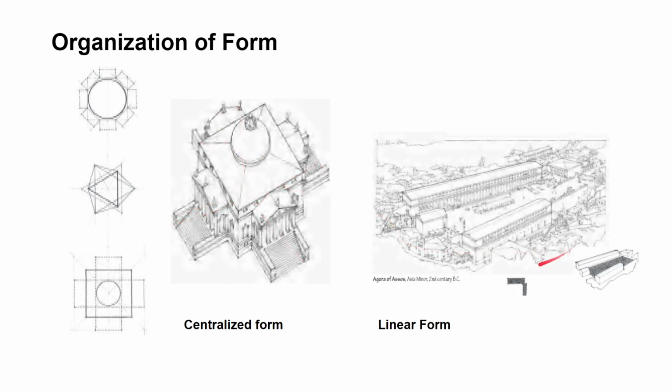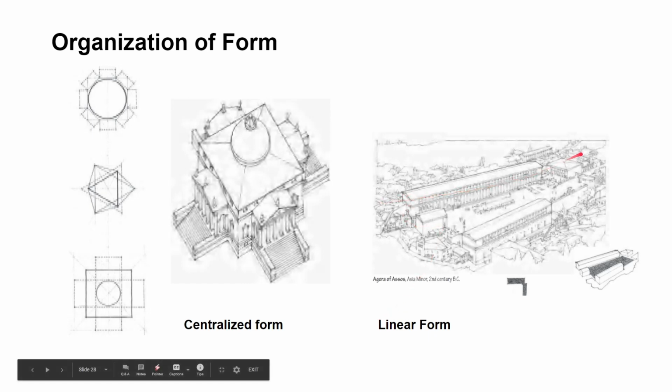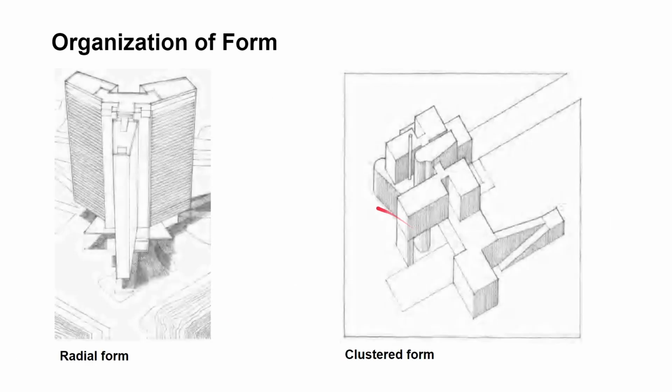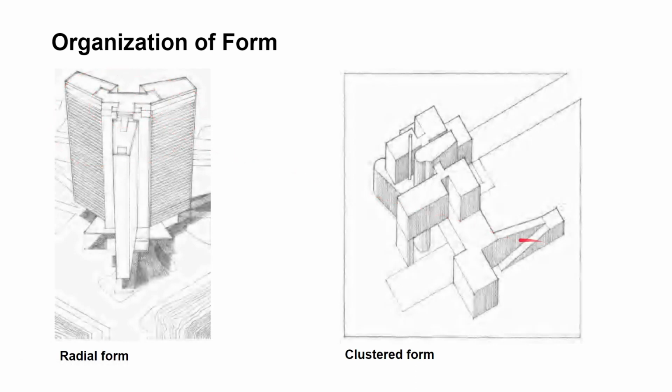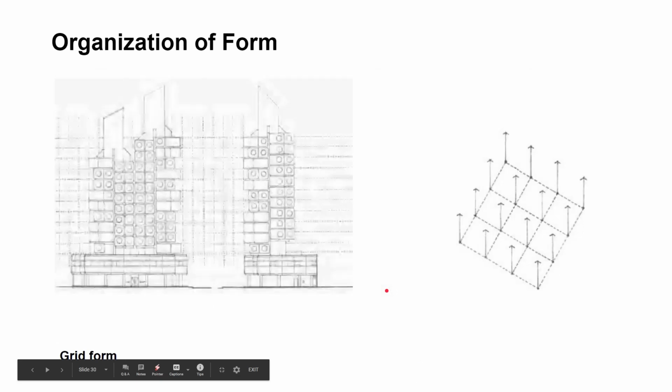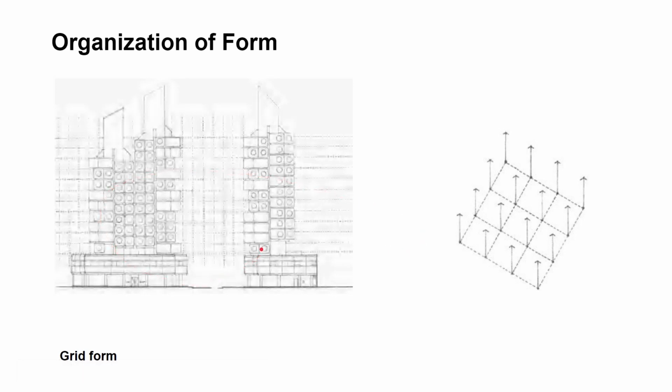You have the linear form. As you can see, this is very linear in direction and in characteristics. The radial form, so that they are circulating around this radial area. And then you have your clustered form, which is basically clustering of certain elements in a space. So grid form is also very visible in construction, in engineering, and architecture.